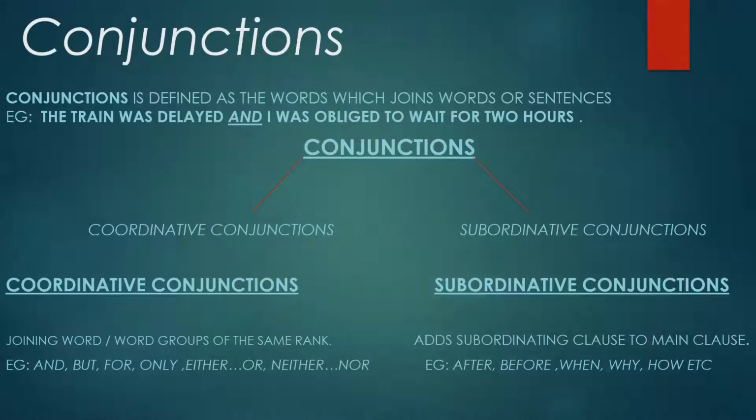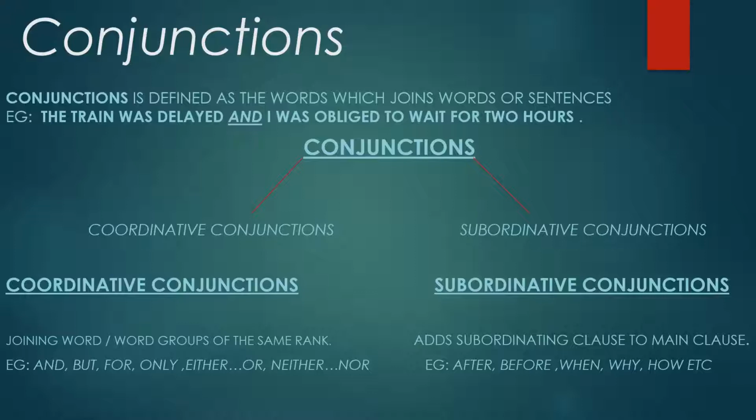Thank you, Anna. So I'm going to talk about conjunctions. A conjunction is defined as a word which joins sentences or words. For example, the train was delayed and I was obliged to wait for 2 hours. In this sentence, and is the conjunction used.